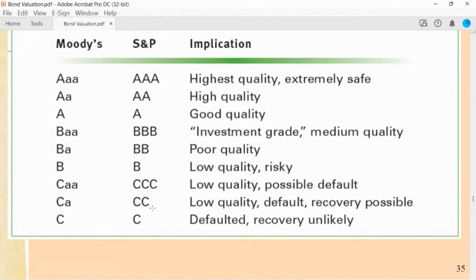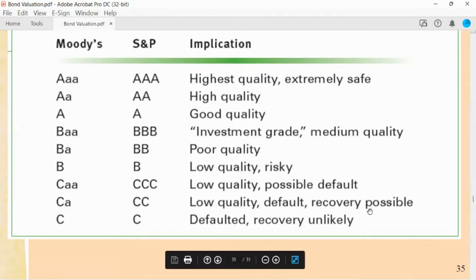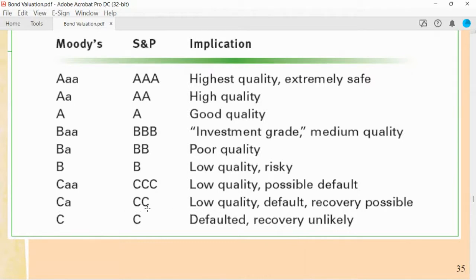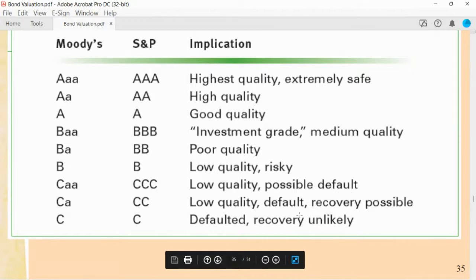Some are even below, look, below C, double C, right? From C, default is possible. Default is possible, but recovery is also possible. But at C and below, it has already defaulted, and the recovery is unlikely. So nobody's going to put their money on a C bond, grade C or below.